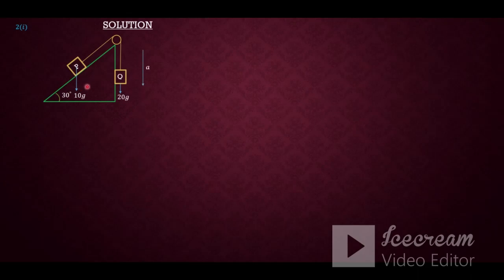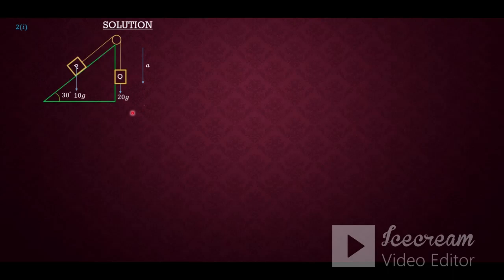The next thing we are going to represent is the acceleration. Let us consider our acceleration to be moving downward in this situation. If our acceleration is pointing downward, it means the system is going to be moving in a clockwise direction, that is, in a clockwise motion.